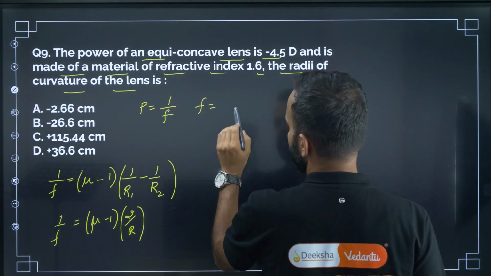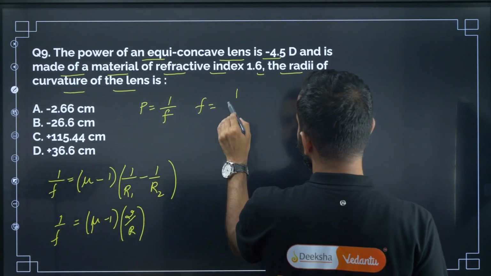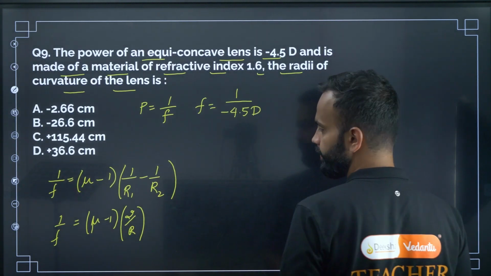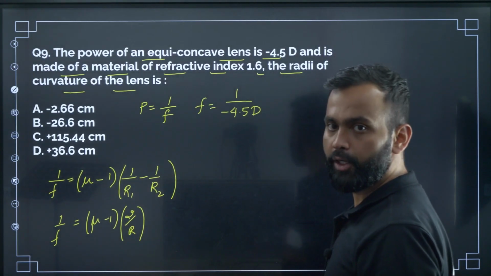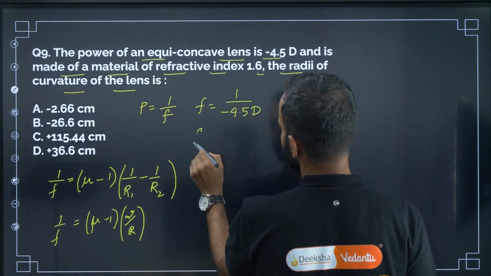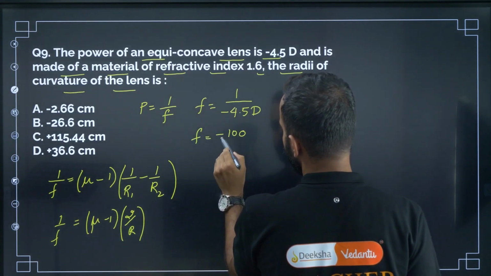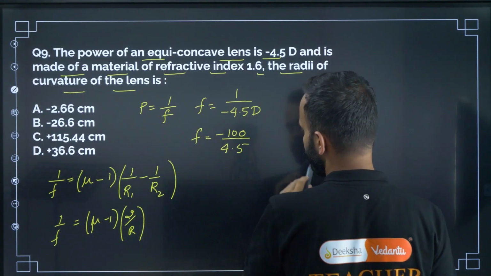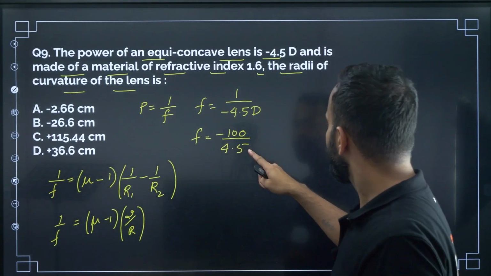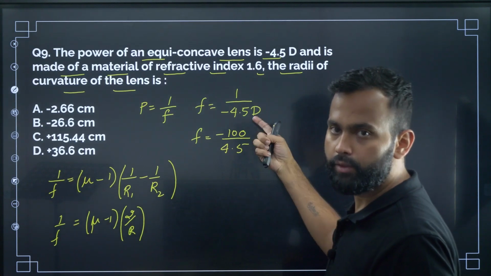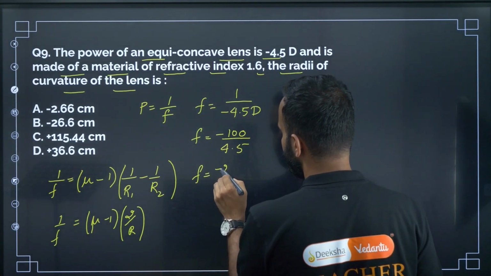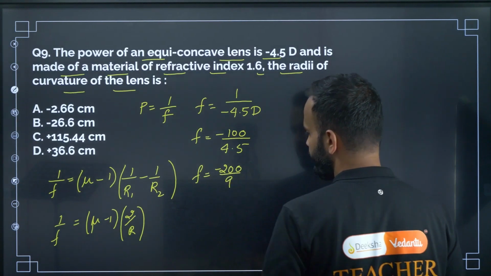Now the focal length is equal to 1 divided by p, that is minus 4.5 diopter. So what is diopter? Diopter is per meter, and 1 meter is 100 centimeter. So f equal to minus 100 divided by 4.5, right? 4.5 is 9 by 2, so 1 by 9 by 2 is 2 by 9. So 2 into 100 is 200. So f equal to minus 200 divided by 9, right?